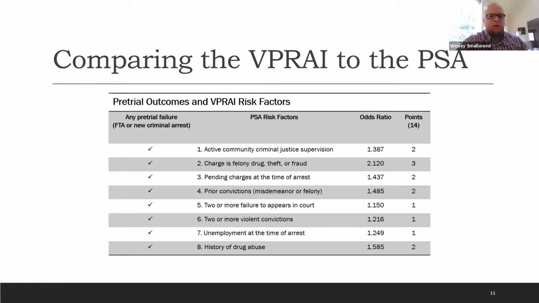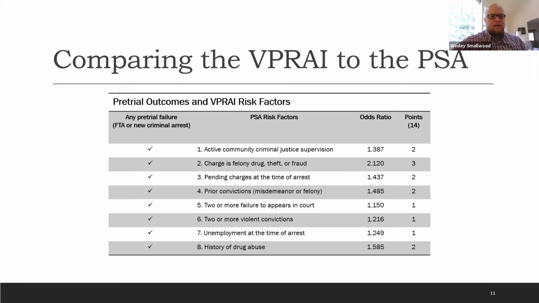others are given 1. And those are weighted based on the measures that research has found to be more indicative and heavily weighted towards the overall risk total that is calculated based on these 8 risk factors. Now, it's also key to understand what this is measuring, and for the VPRAI, it is any pretrial failure, meaning any failure to appear or new criminal arrest during the time of pretrial supervision or in the pretrial phase.